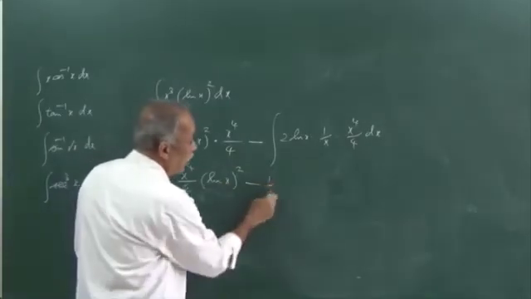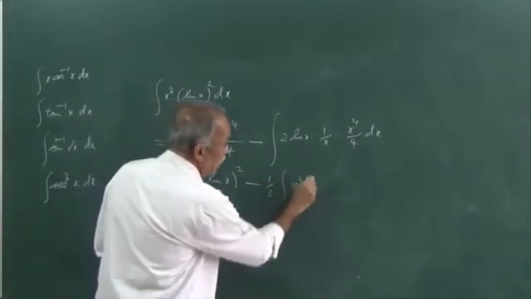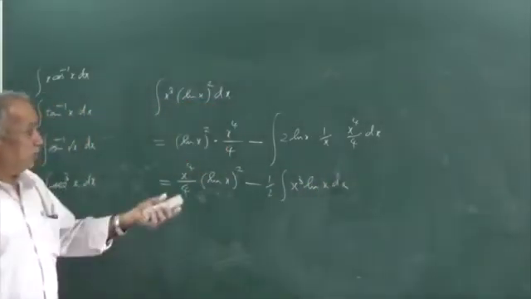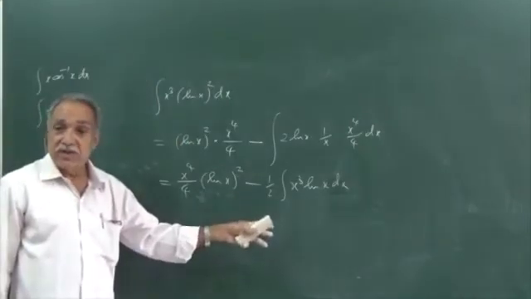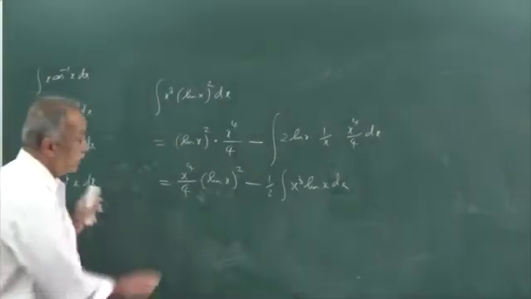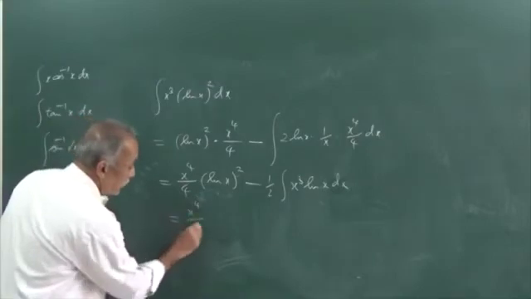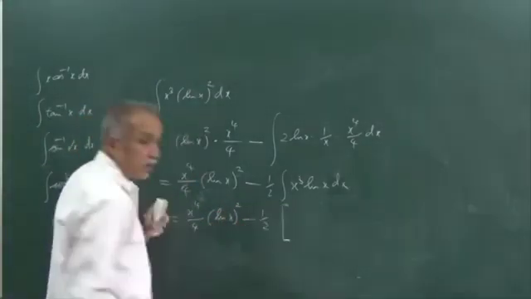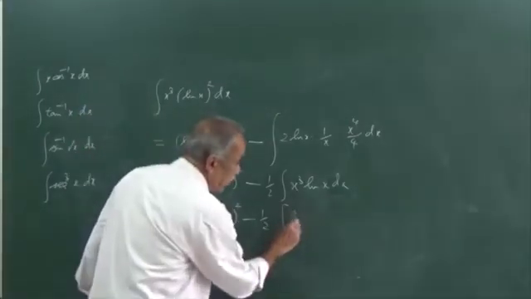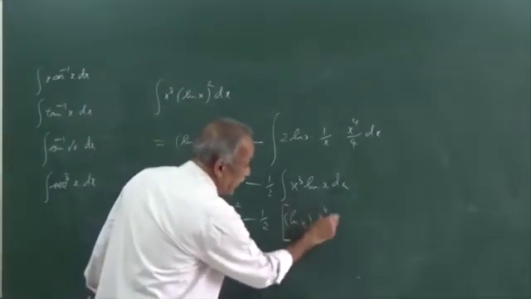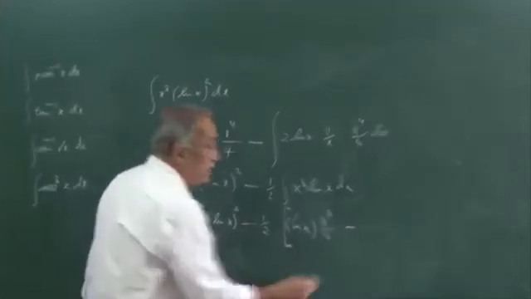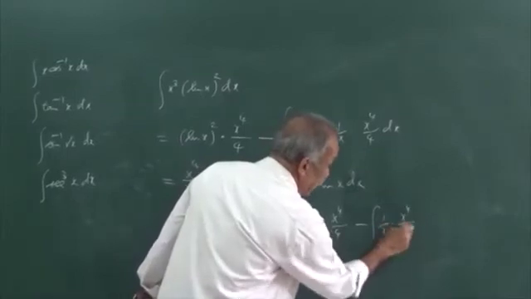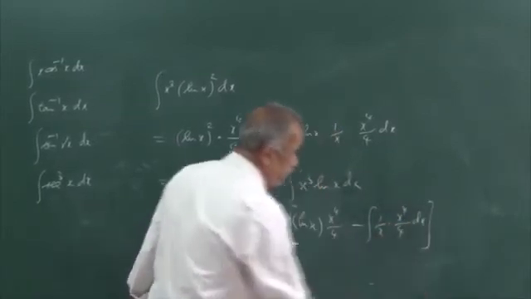Two by 4 half of integral x cube log x. One more application gets the integrand simplified to a larger extent. First function is log x, integral of second is x power 4 by 4, minus integral of derivative of first, which is 1 by x, times integral of second, x power 4 by 4, dx.